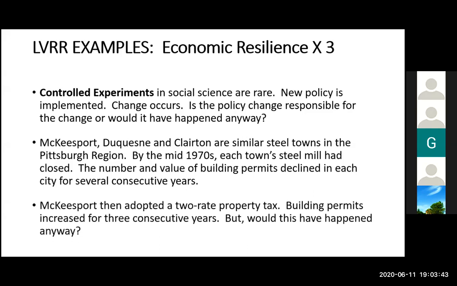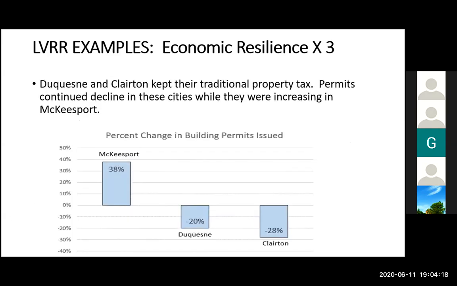McKeesport, in the mid to late 1970s, adopted a two-rate property tax. And as we've discussed from prior classes, the theory would indicate that this would result in more building activity. And indeed, building permits increased for 3 consecutive years after they made this change. But would this have happened anyway? Well, we can find out by looking at what happened nearby in Duquesne and Clairton.